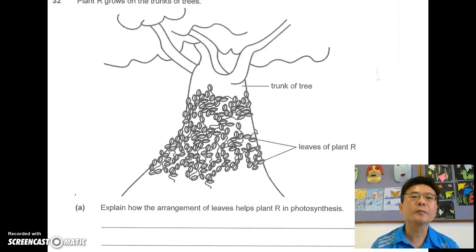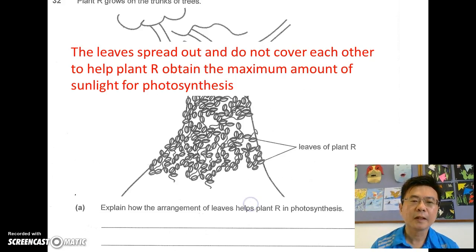Question 32. Explain how the arrangement of leaves helps plant R in photosynthesis. The leaves spread out and do not cover each other to help plant R obtain the maximum amount of sunlight for photosynthesis. By spreading out the leaves in this way, the leaves will be able to trap a lot of sunlight, and this will increase the rate of photosynthesis.